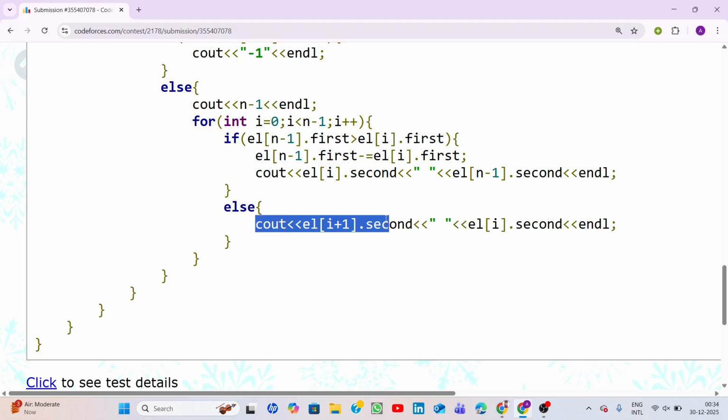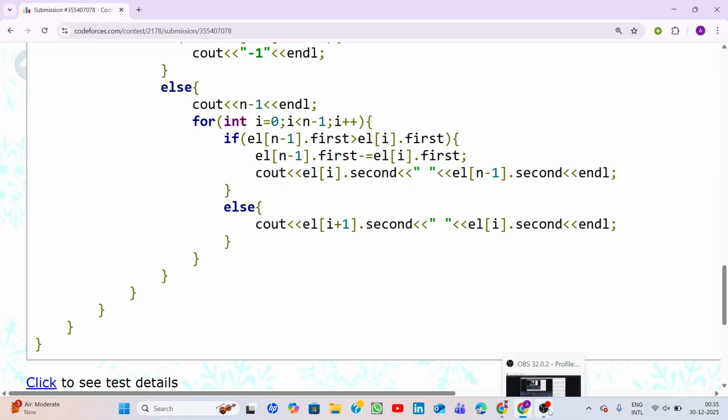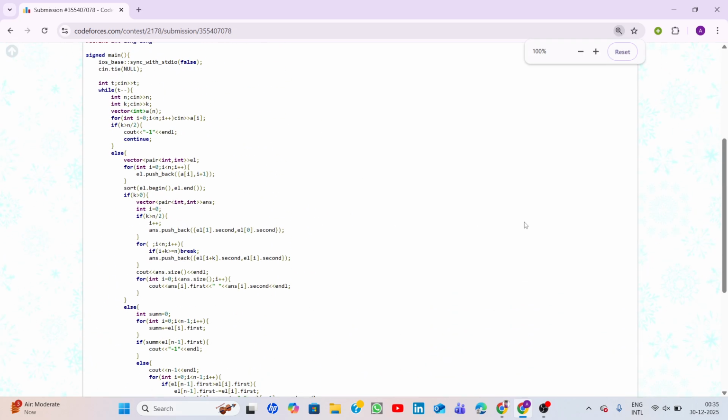Means we would print el of i plus 1 dot second and el of i dot second, means we would just print the consecutive elifs, so that the higher elif attacks onto the lower elif. Since their health is getting reduced by the original value, both of them will get negative, and hence their health would be less than 0. So all of them will get destroyed.